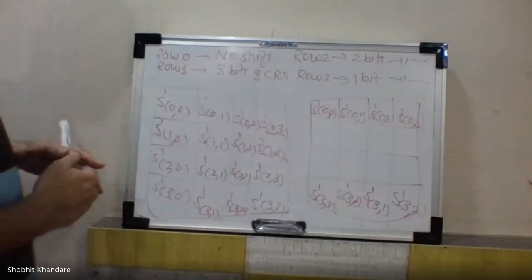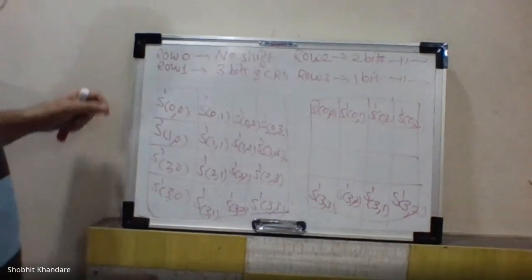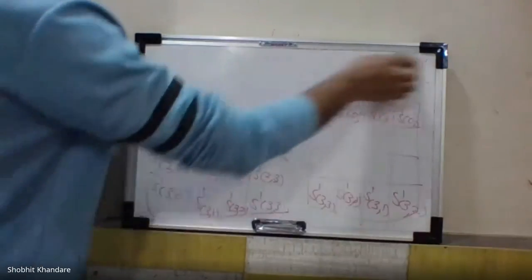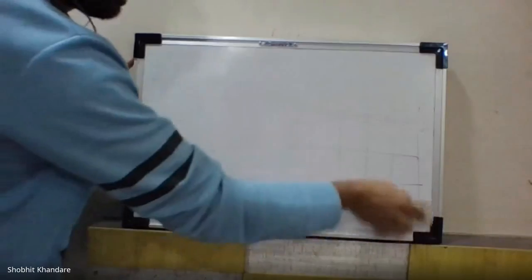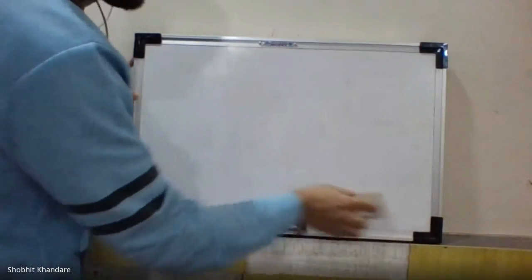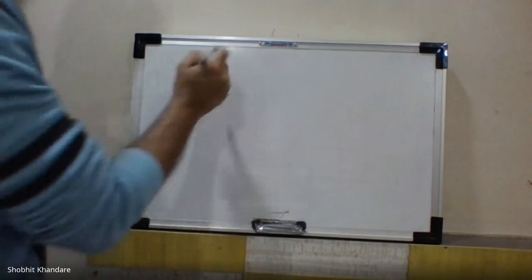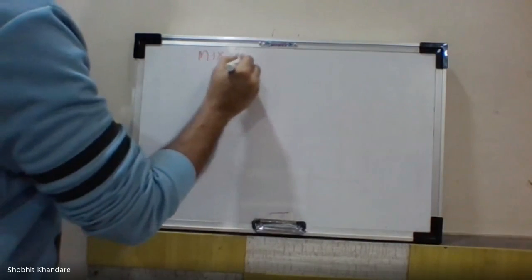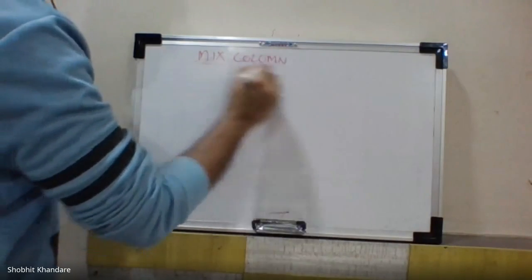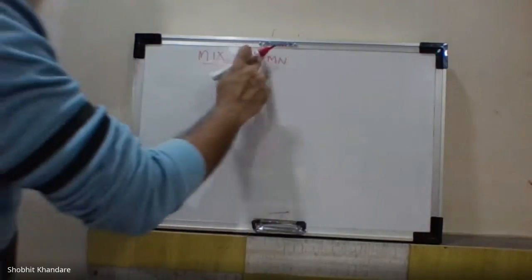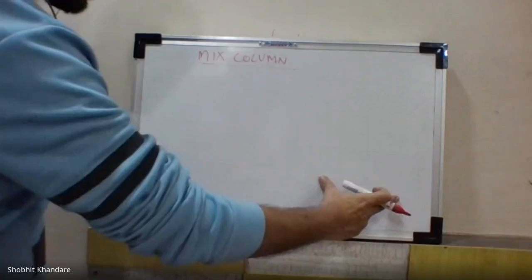Now we are going to understand what is going to happen in the mixed column. Once you have understood this, shall I rub this and write down the heading as mixed column. Now we'll see what is happening in the mixed column. Whatever you have drawn here becomes the input to the mixed column.